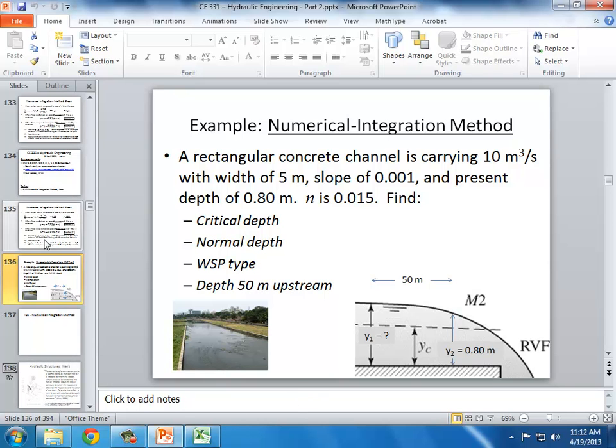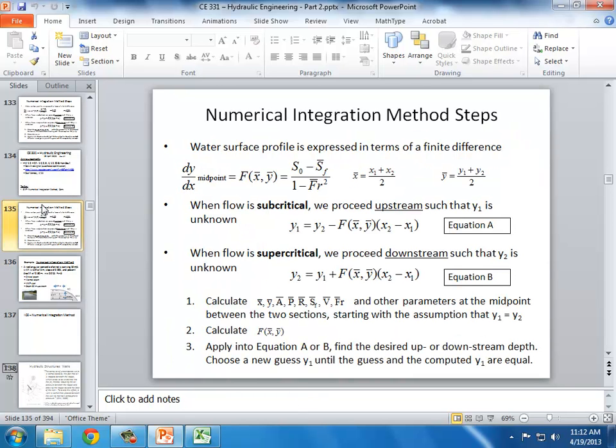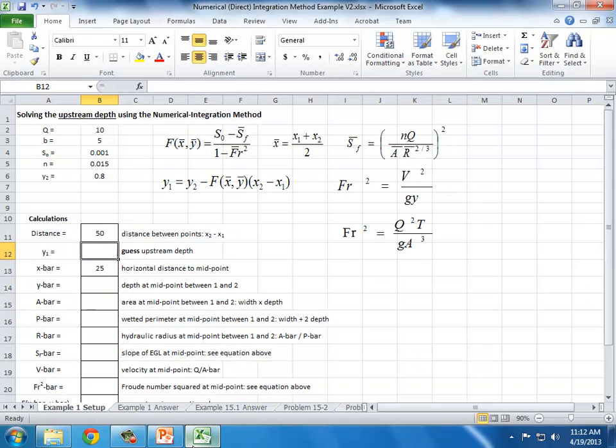So in the description of the process steps, it says just to use the initial depth as the depth downstream. So just to illustrate, 0.8, although I know it's going to be deeper than that. Okay, so y bar, the depth at the midpoint, that's going to be the average depth between the two, is going to be y1 plus y2 divided by 2. So let's just make sure that works.